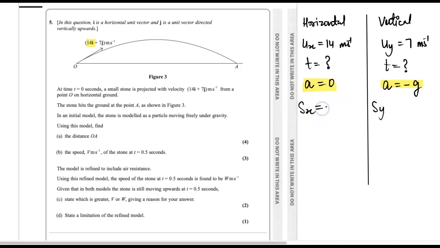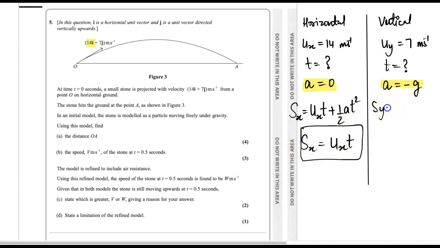Sx is going to be uxt plus half at squared, because a is 0. So from here you can formulate that your Sx is going to be uxt always. Don't think about acceleration, it would be like this always. And Sy is going to be the complete thing, uyt plus half at squared, where acceleration is minus g.